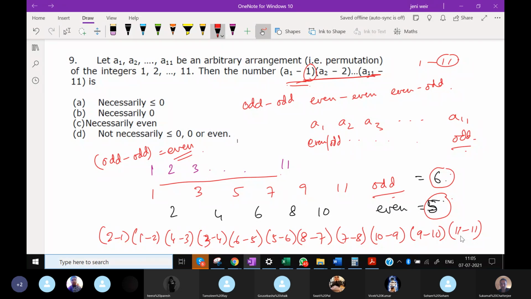right? So this could be one possibility, or instead of this 11, I can have any odd number here. So this can be 11 minus 10. This can be 9 minus 11, right? So that means one of the numbers has to be necessarily even. The other pairs can all be odd. So that means the overall product has to be necessarily even. Clear? Okay.